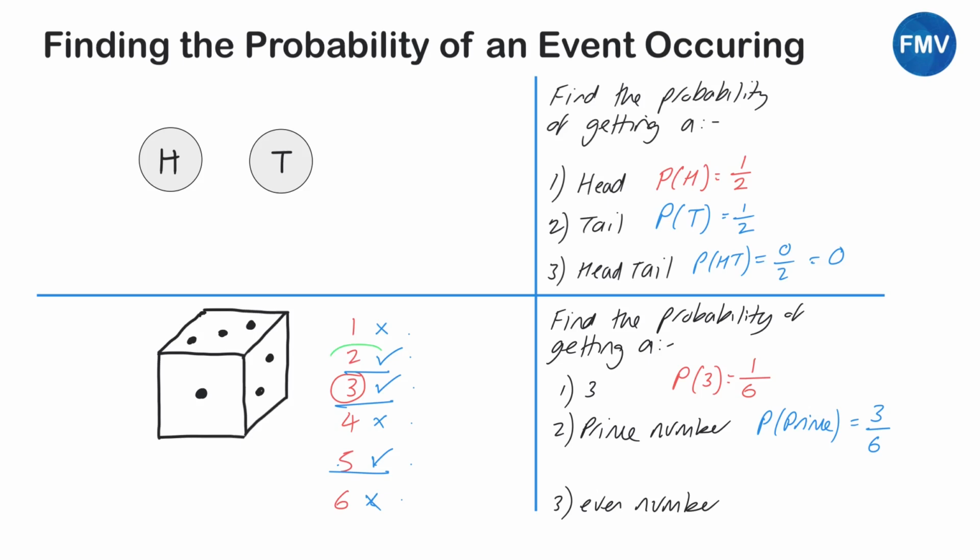And finally, what's the chance of getting an even number? So here we go. We have one even number, two even numbers, three even numbers. So the chance of getting an even number is again 3 out of 6. Now on both of those last two, we can simplify them both down to 1 out of 2. That's the basics of finding the probability of an event occurring.